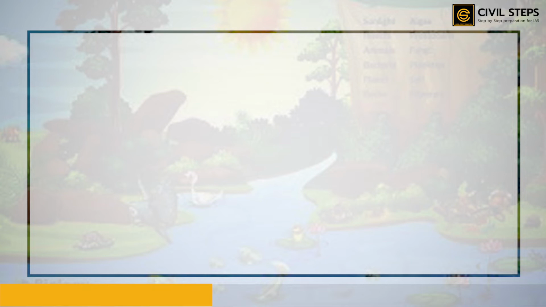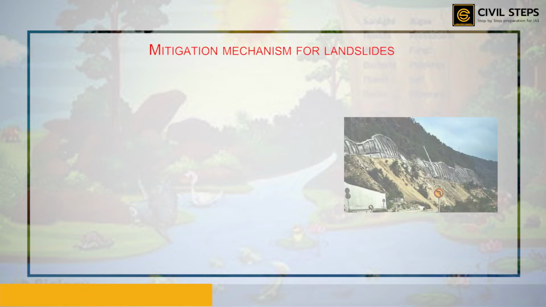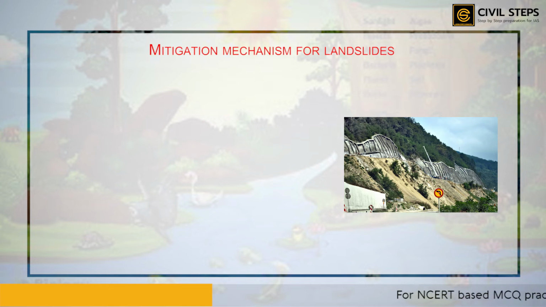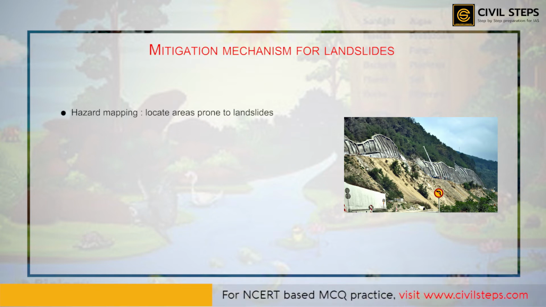So, what are the mitigation mechanisms for landslides? Once we know about the landslide, we should be knowing about the mitigation mechanism. So, some broad mitigation techniques of landslides are as follows. First, the hazard mapping to locate areas that are prone to landslides. Hence, such areas can be avoided for building the settlements.